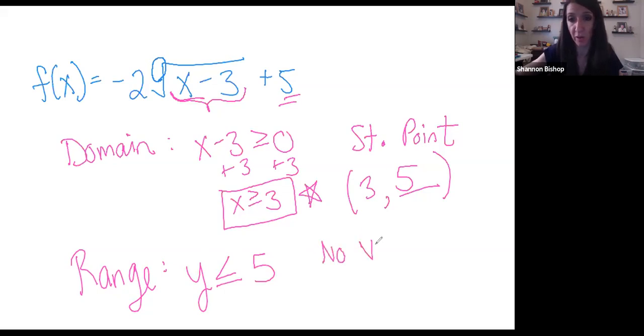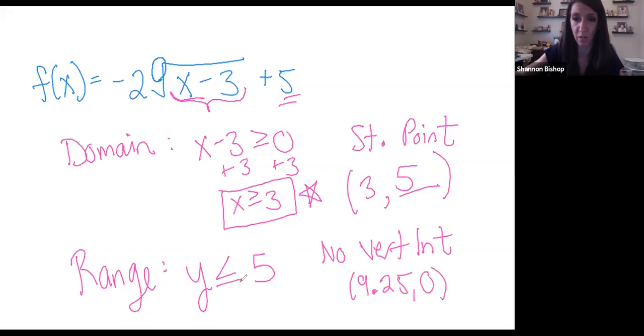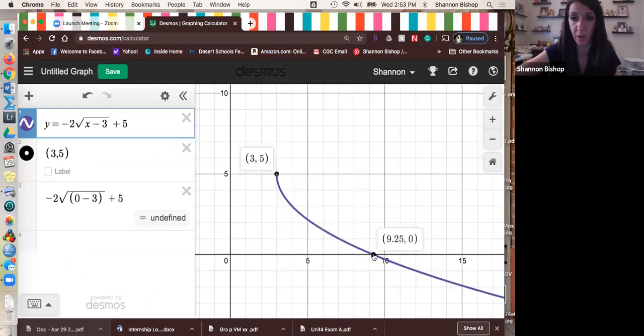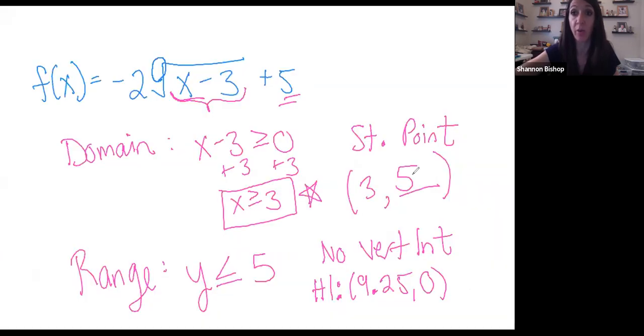There was no vertical intercept, none whatsoever. And the horizontal intercept was at 9 1/4, I think. Is that right for the horizontal intercept? We can go back and double check in a second. I think it was at 9 1/4. Let's go back and double check. Yes, 9 1/4. Okay, so horizontal intercept, check. Domain, check. Range, check. Starting point, check. Vertical intercept, none. Okay, so that's that one.